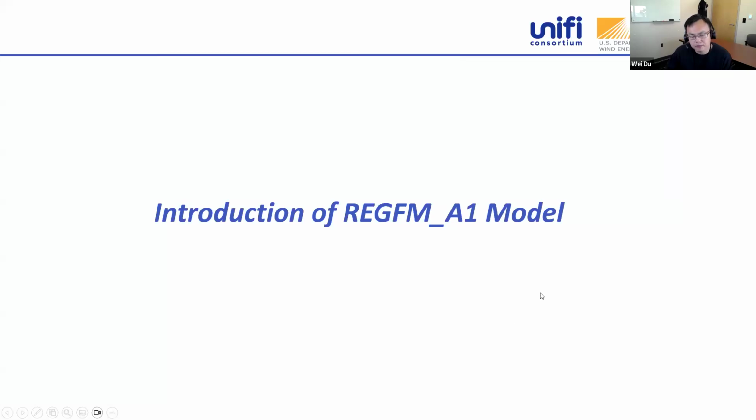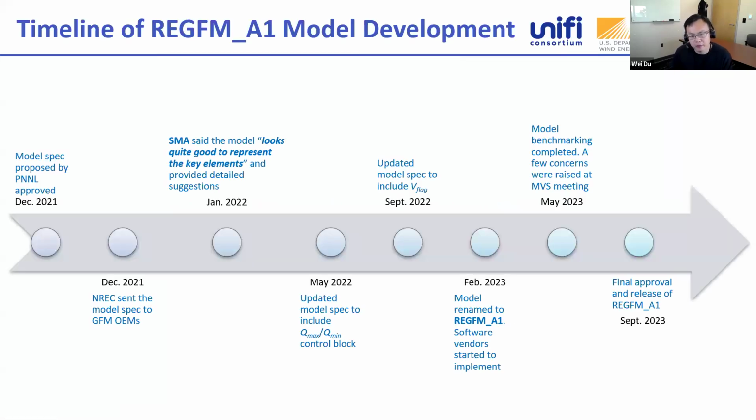Okay, so after that high-level introduction, now we're diving into some details of the first model, the REGFM A1 model. Here is the timeline of how this model was finally approved. Actually, it took more than two or even three years to get the first model approved, because we needed to spend a lot of time to help industry understand this technology. Before we started this work, at PNNL we had done a lot of microgrid work, which used a lot of grid forming inverters. So based on our previous work, we submitted the first grid forming inverter model specification to WECC and got their approval in December 2021.